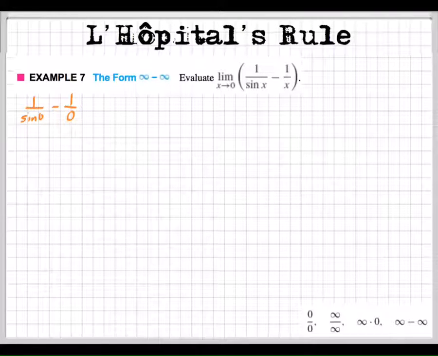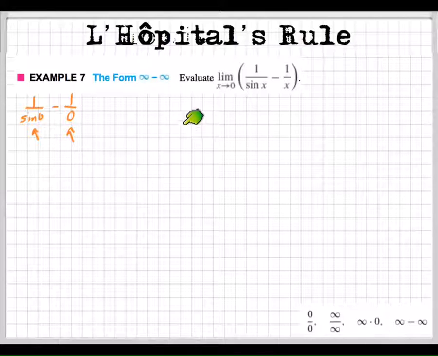That's also a problem. This problem is more obvious. This one's not that obvious, but it is, after you think of what sine of 0 is. What is sine of 0? 0! So we have 1 over 0 minus 1 over 0. Can we divide by 0 ever, ever, ever? No, no, no. So we have a problem.